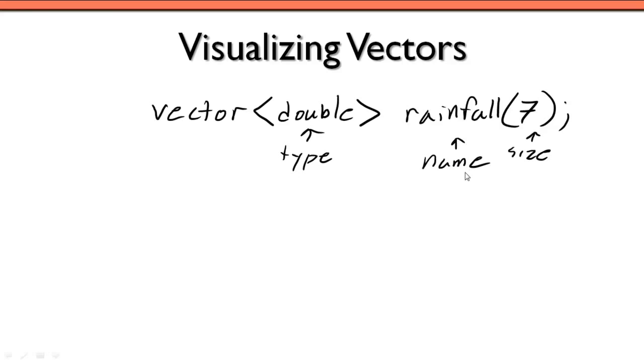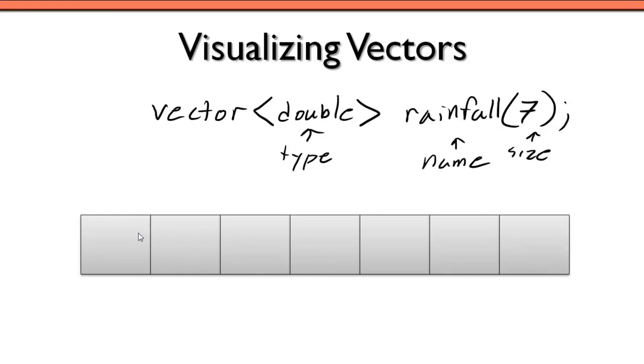Okay, so out in memory, we can think about having 7 contiguous or adjacent spaces in memory allocated for 7 doubles. Okay, so each one of these would represent space in memory that could hold a double value. And what we call each one of these little spaces here associated with our vector is an element. Okay, so we have 7 elements in this particular vector.